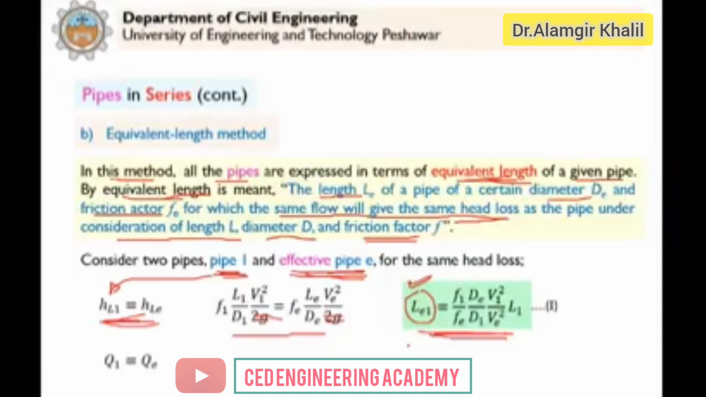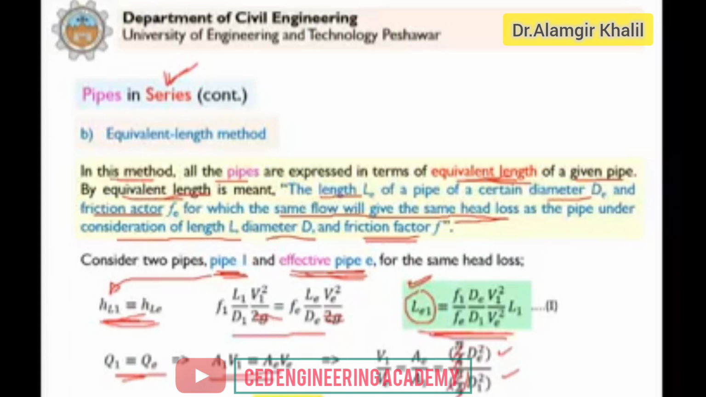So Q1 is equal to QE. From here, Q1 is equal to QE because we have pipes in series, so the same discharge will occur through all the pipes. From here, the continuity equation: A1 V1 is equal to AE into VE. And then you just put pi by 4 into DE square divided by pi by 4 into D1 square, the cross-sectional area. You can see here this pi by 4 will cancel out, and we can write this in the form of equation 2.